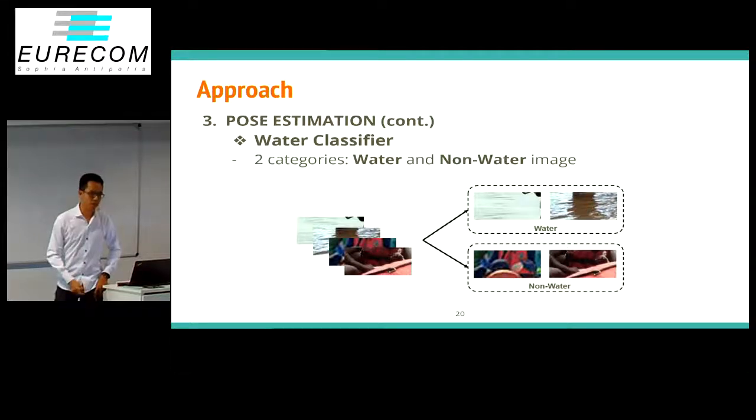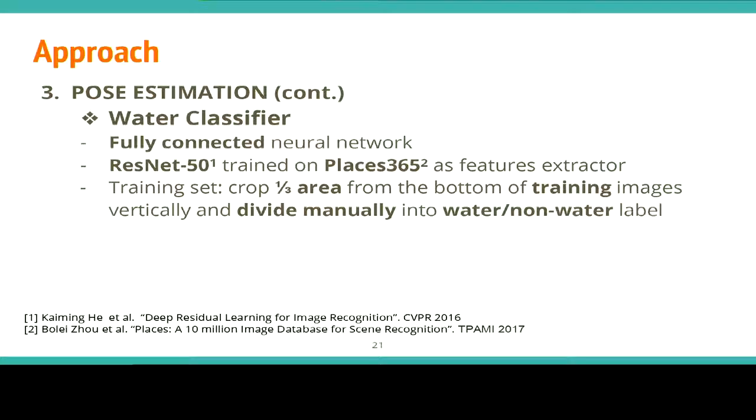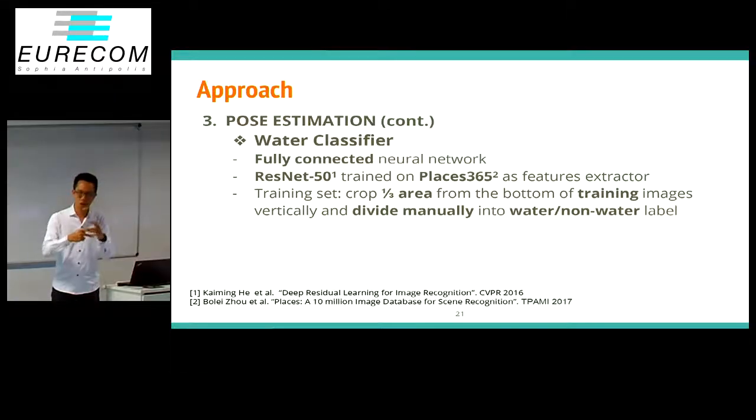After that, the authors also built another water classifier to classify whether the whole image is water or non-water. This is done by cropping the 1/3 area below the image out and manually dividing it into water or non-water, and also building the classifier for that. This is used for the prediction later on.